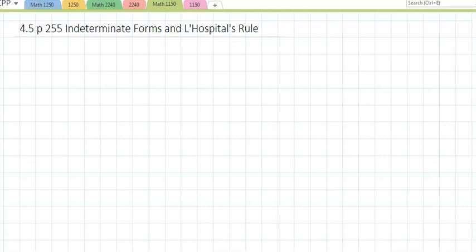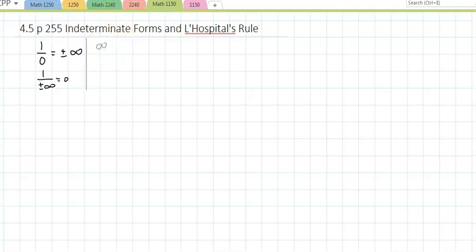Section 4.5 is on page 255, talks about indeterminate forms and L'Hopital's rule. And this is something we're going to start playing with. 1 over 0 is either positive or negative infinity. Of course, this is with a limit. If you're approaching 0 from the right, it's positive infinity. If you're approaching 0 from the left, it's negative infinity. And 1 over plus or minus infinity is 0. Something we're going to have to play with in this section.